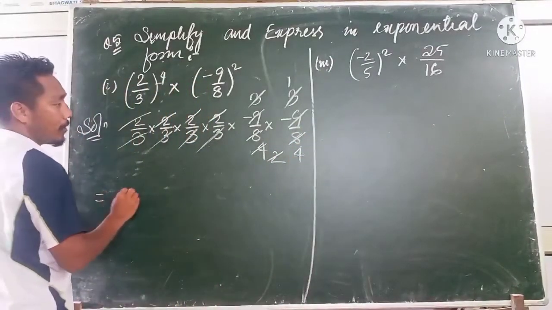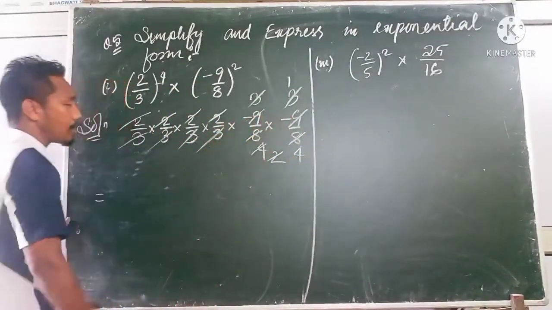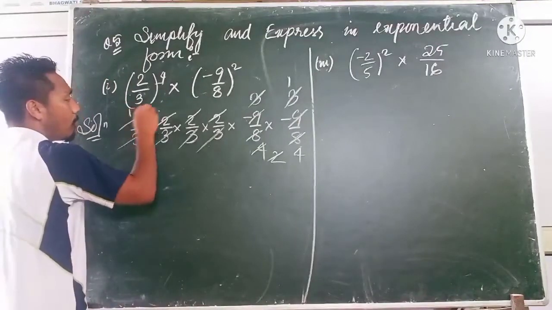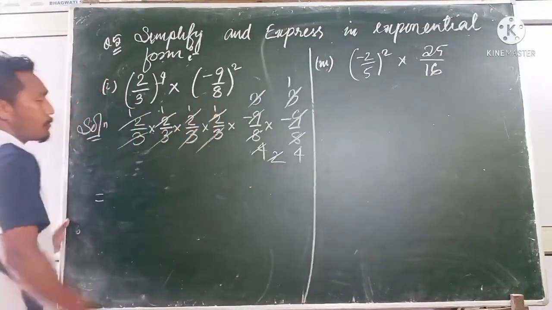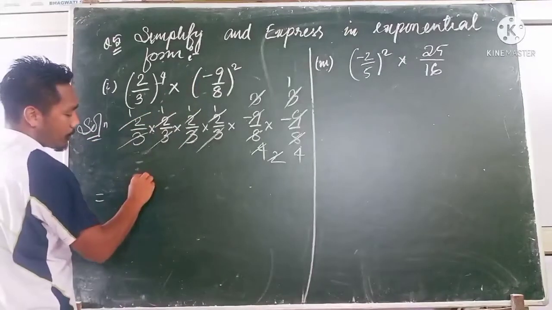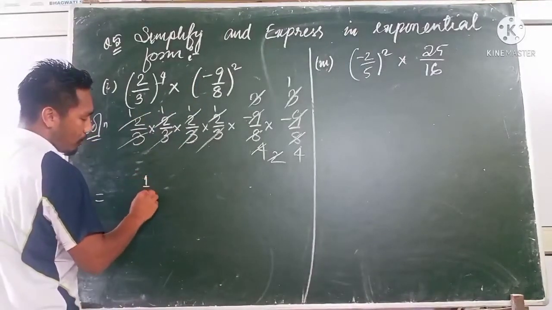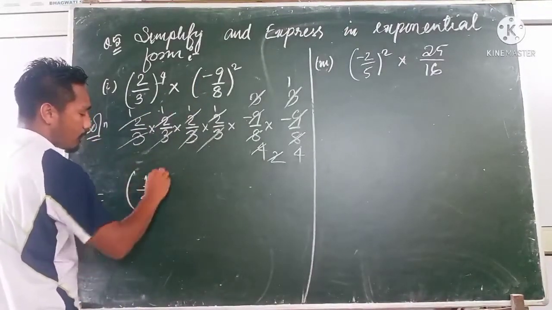Minus and minus become plus. So in the answer we have only 1, 1, 1, 1 here. If you multiply these, the answer will become 1 divided by 4. So 1 divided by 4 is your answer.